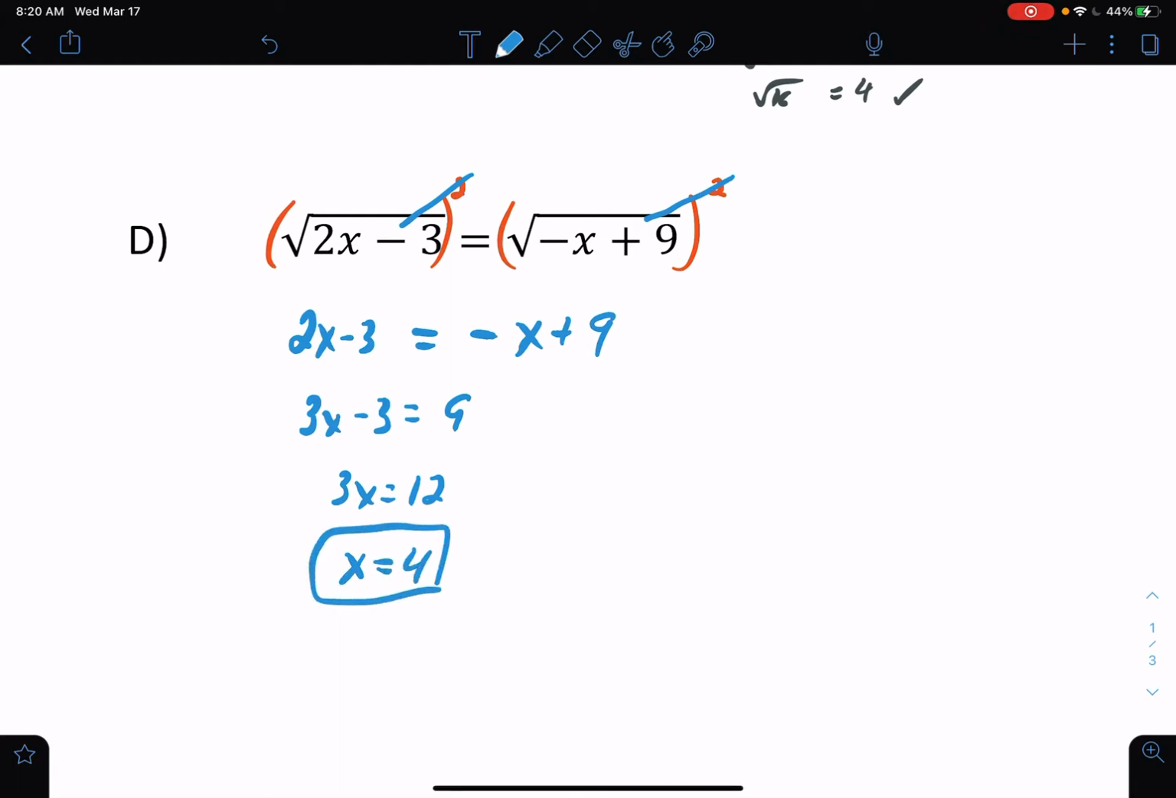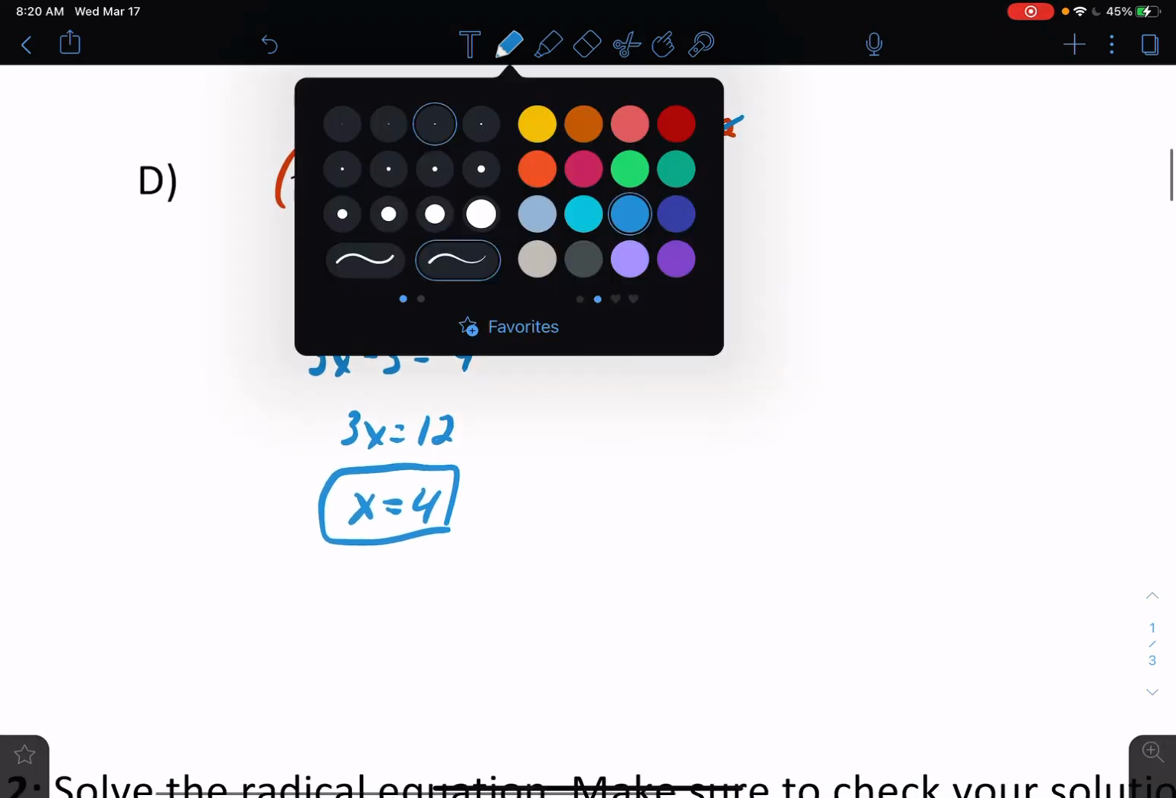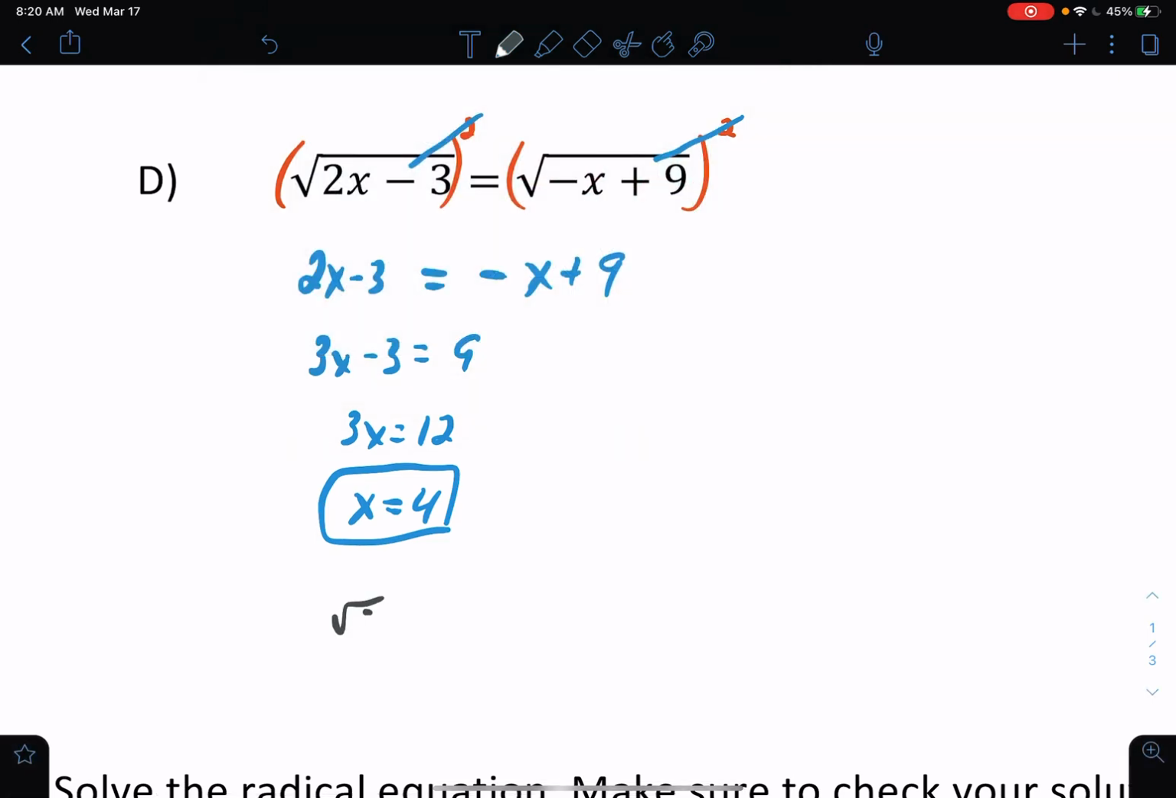Then I'm going to use my calculator and double check this. So the first radical, 2 times 4 is 8. 8 minus 3 is 5. So the left-hand radical simplifies to the square root of 5. Now, that is not a nice answer. That's not a nice whole number, so I'm just going to leave it as square root of 5.